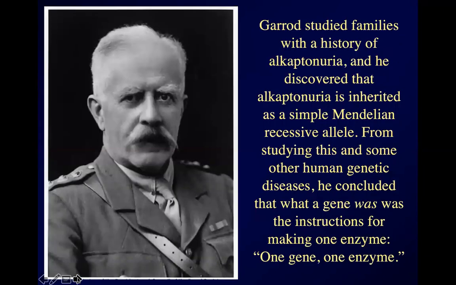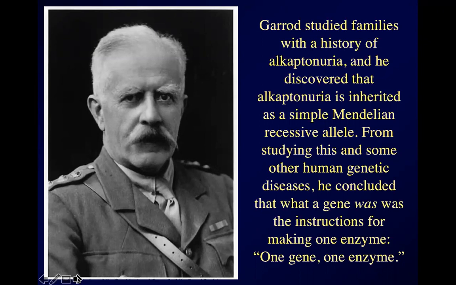Where's the link? Garrod studied families that have a history of this, and he did analysis of a pedigree like you're going to do in the last lab, and he worked out that alkaptonuria was inherited as a plain old, simple Mendelian recessive allele. It follows exactly the same rules as white flower color back when we were learning about Mendel's pea plants. So from studying this and some other human genetic diseases, there were 4 that he worked on, he found that all 4 followed the same pattern.